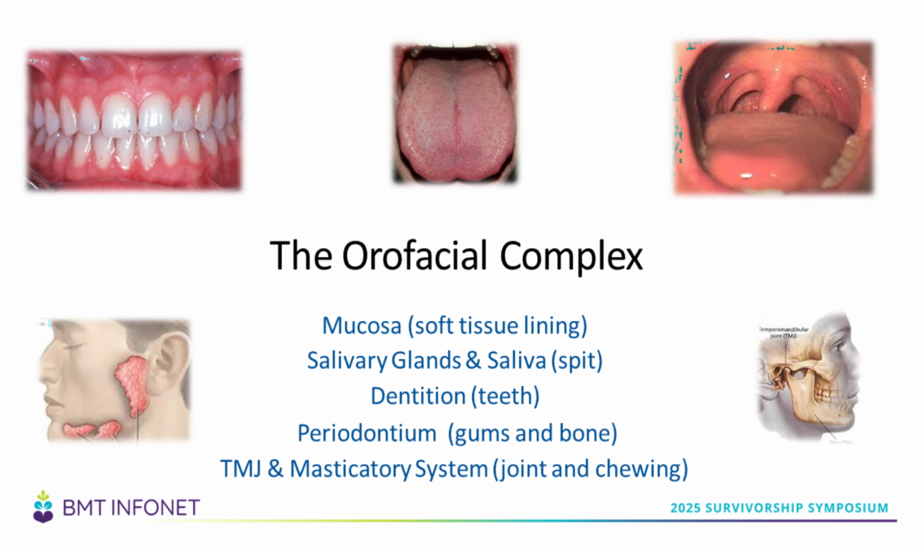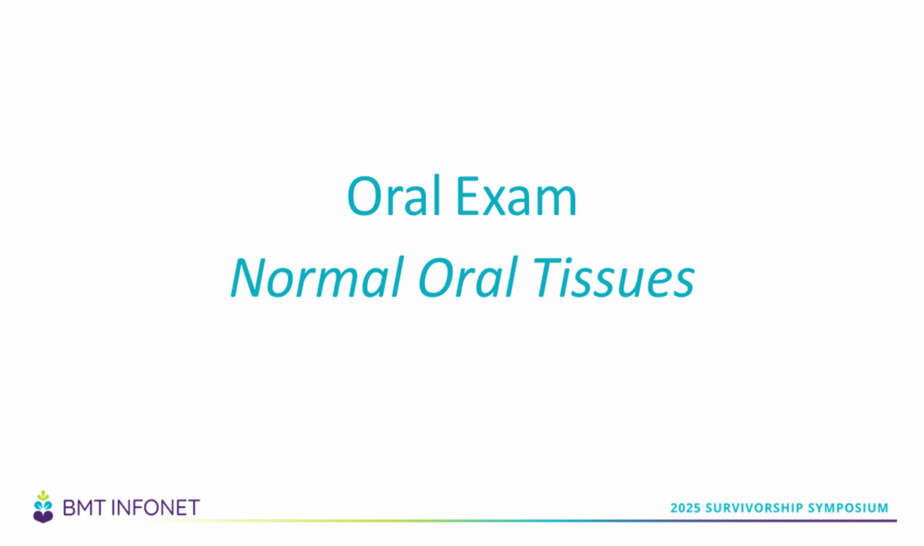So I'll start off with just talking about the orofacial complex. It's very easy, because I am a dentist by training, for people to make the automatic assumption: dentist, teeth, and it's all about the teeth. But the reality is that it's not just the teeth. It is the mucosa, or the soft tissue lining of your mouth, the salivary glands or your spit glands, your saliva. Of course, the dentition or the teeth, the periodontium, which is the gums and the bone that help hold the teeth in, and then there's the whole temporomandibular joint and chewing system, so your joint and chewing, and that makes up the whole orofacial complex. So as you can imagine, there can be many effects of long-term treatment.